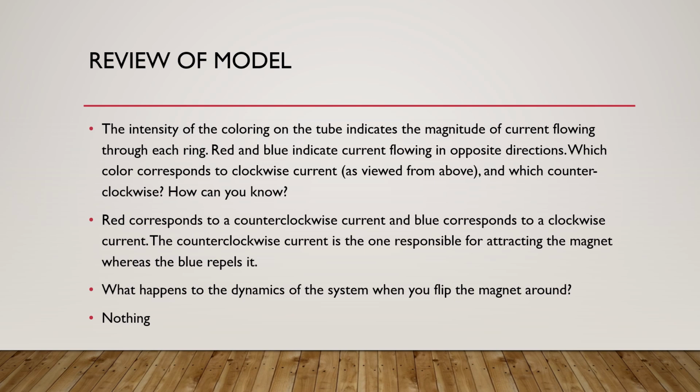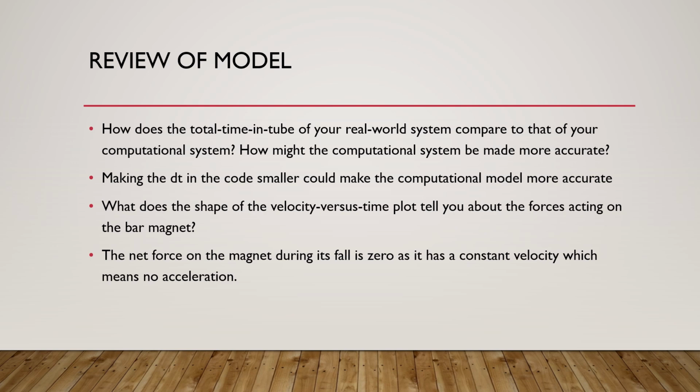Second question, what happens to the dynamics of the system when you flip the magnet around? Nothing, just the currents will be flipped. Third question, a way to make it more accurate would be to make the dt in the code smaller, so it will just be more accurate because of these smaller portions.